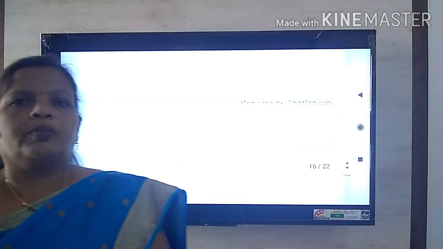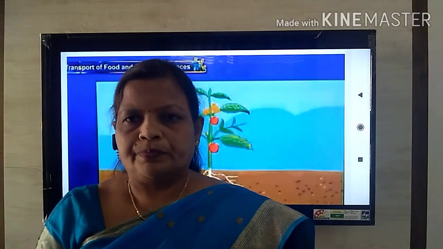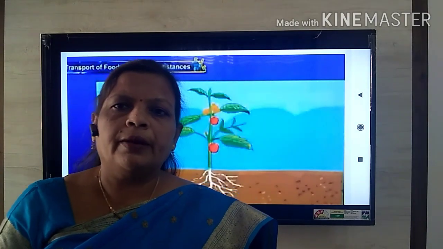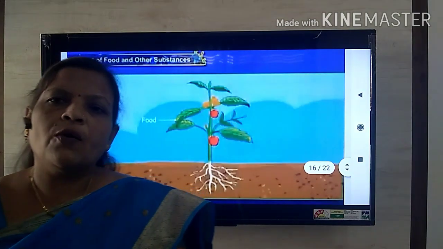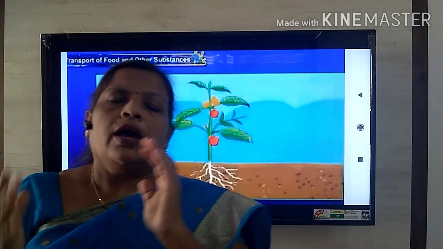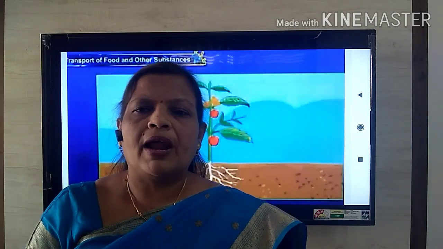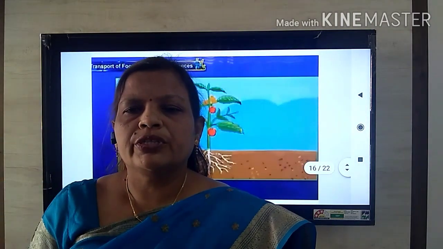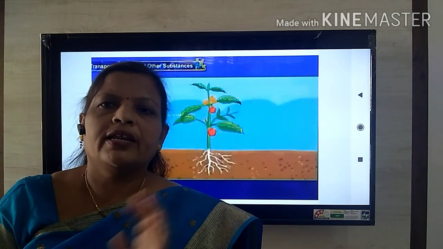In the transport of food material, as we know, plants are autotrophs, meaning they are self-feeders. They can synthesize their own food material by the process of photosynthesis. The green plants, especially the leaves of the plant, are actively involved in photosynthesis, and in this process the food material is synthesized.